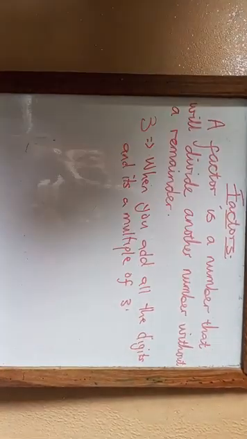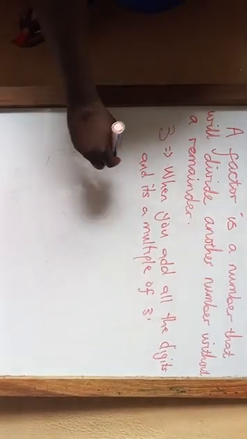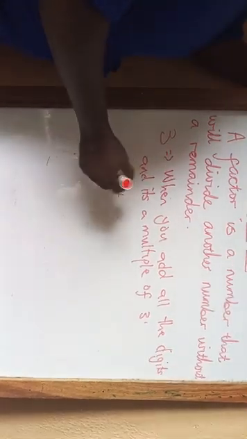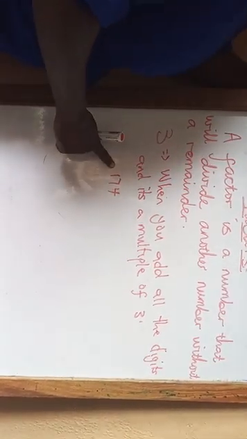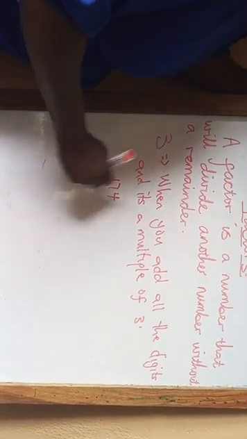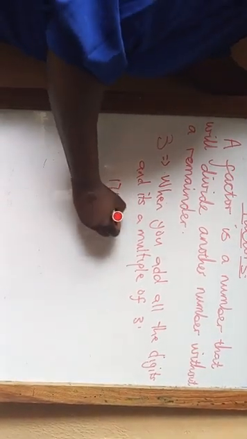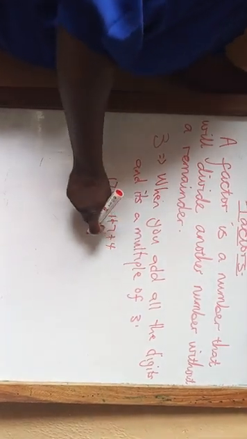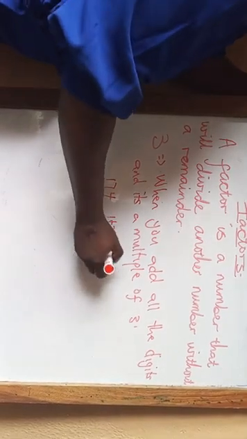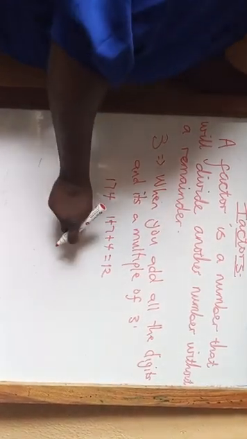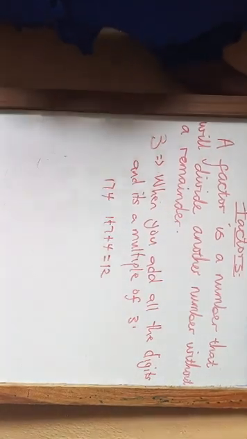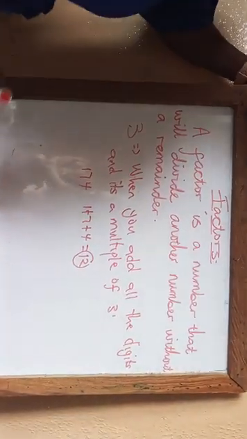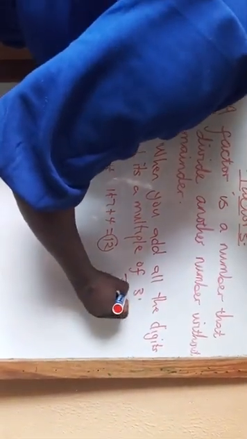Let us look at an example. 174. Let us add all the digits together: 1 plus 7 plus 4. 1 plus 7 is 8. 8 plus 4 is 12. Now check your multiples of 3. Is 12 a multiple of 3? That is, check the tables of 3.